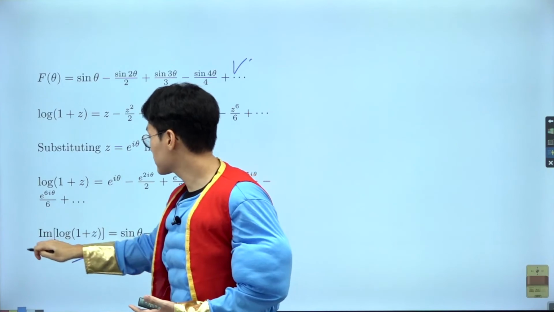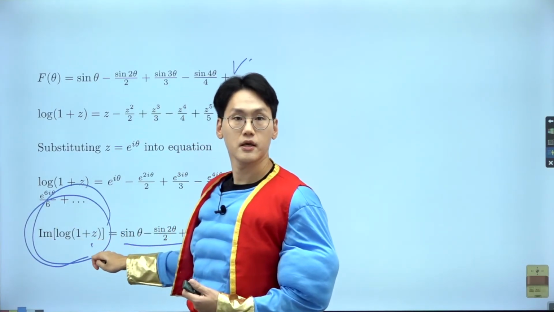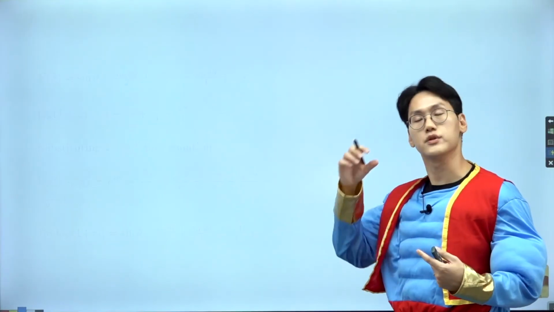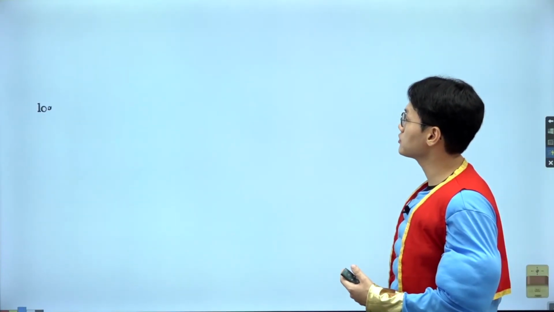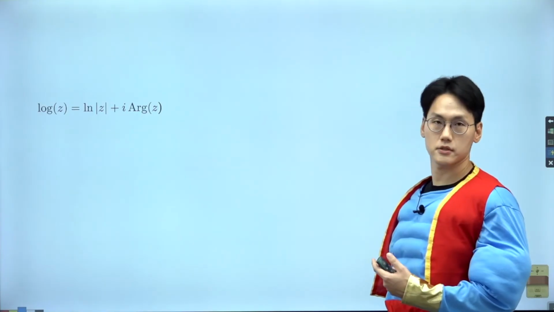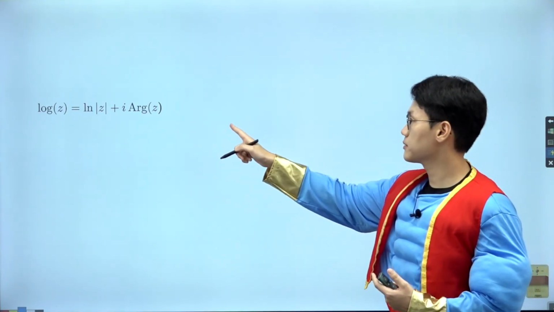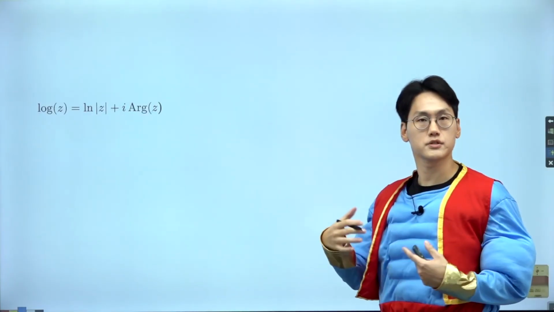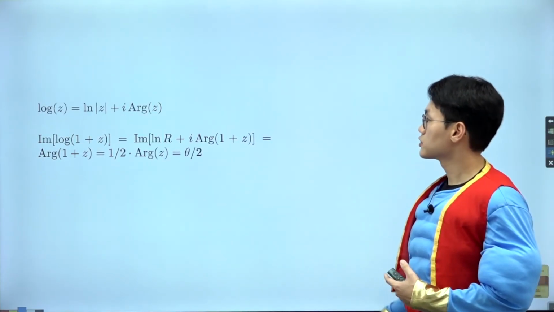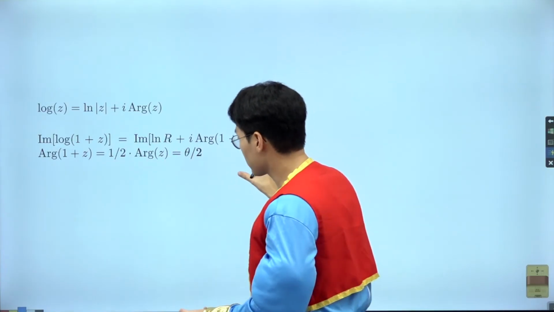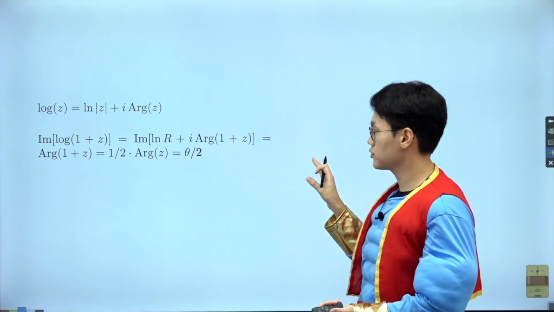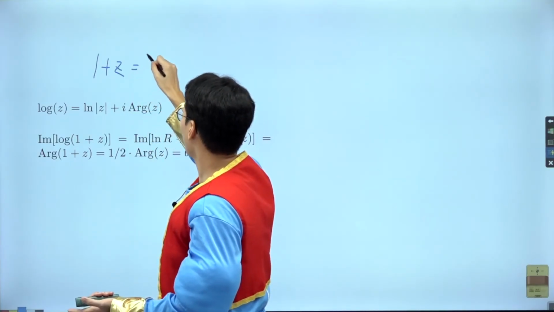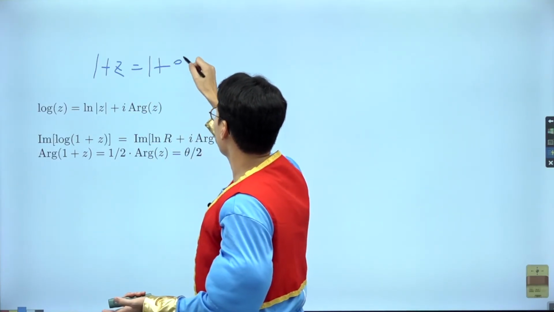So my job is to simplify this as much as I can, using not only the Maclaurin series but also the algebra of the log, especially with the complex number. Let me remind you of the definition of the log of a complex number. It was defined to be ln of the modulus plus i times the argument of z, where the argument was defined from 0 to 2 pi. Okay? So if I quickly show you, 1 plus z is 1 plus e to the power i theta.